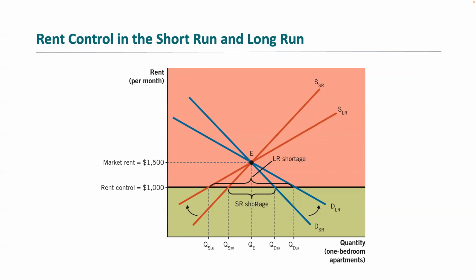In the long run, both supply and demand will become more elastic. So suppliers have more time to adjust and the quantity of apartments supplied will fall. Renters will try to substitute toward renting rent-controlled apartments, so the quantity of apartments demanded will rise, and the shortage will get bigger in the long run. So the long run shortage is going to be bigger than that short run shortage.